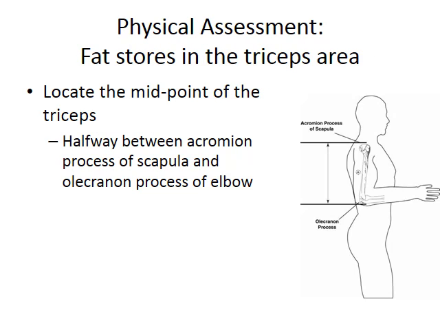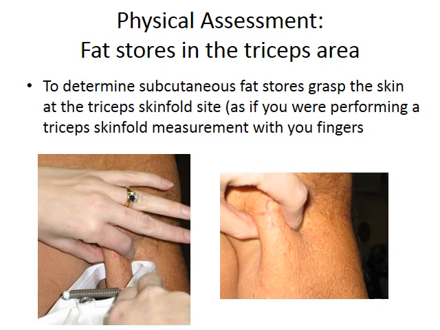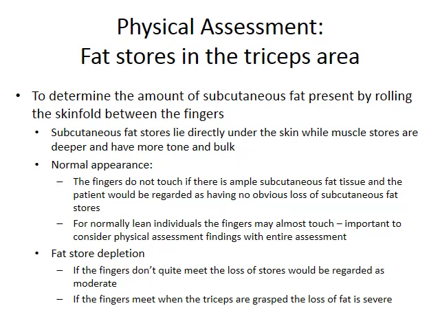Next, the tricep is evaluated to determine fat stores. First, locate the midpoint of the tricep, located halfway between the top of the shoulder and the elbow, as if you were performing a skin fold measurement. To determine subcutaneous fat stores, grasp the skin between your fingers. You can determine the amount of subcutaneous fat present by rolling the skin fold between your fingers, since subcutaneous fat stores lie directly under the skin.